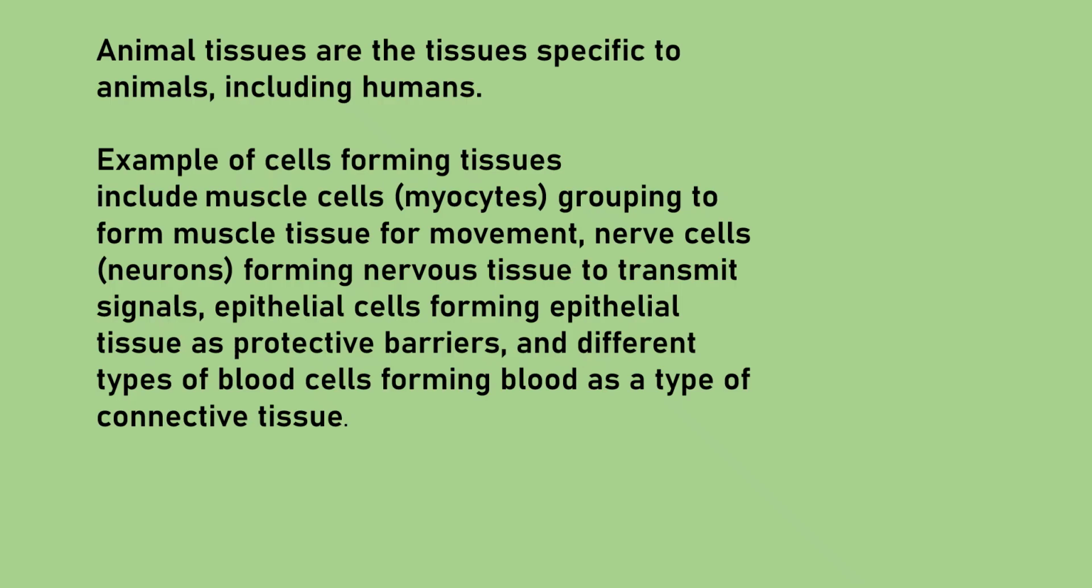Now, examples of cells forming tissues include the muscle cells, myocytes. They group together to form the muscle tissue for movement. Then the nerve cells, or neurons, form the nervous tissue to transmit signals. Epithelial cells form the epithelial tissue as protective barriers, and different types of blood cells form the blood as a type of connective tissue. So here the different functions of the different tissues have also been mentioned, and this gives the basic structure and function to the body.